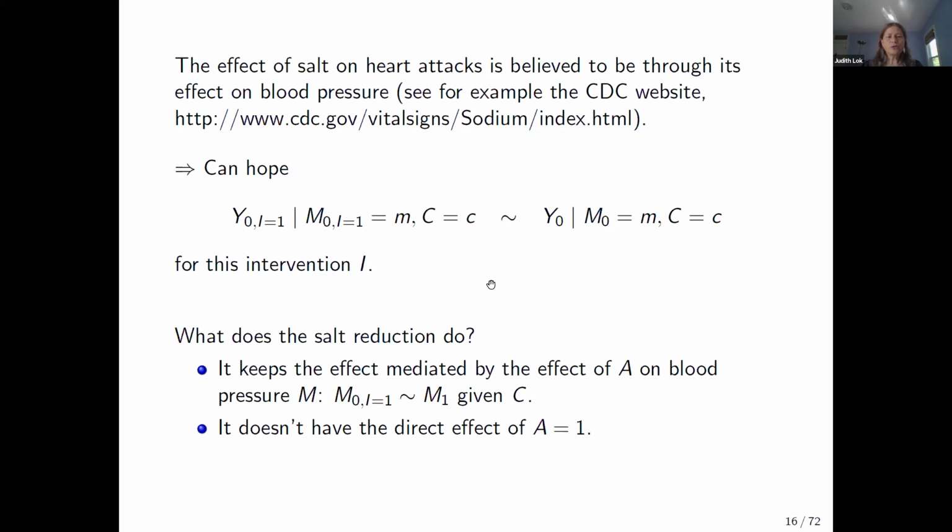So what does the salt reduction do? It keeps the effect mediated by the effect of A on blood pressure M. So this stays the same. The salt also decreases the blood pressure by 10. And it doesn't have the direct effect that A equal to 1 might have or might not have, that we are going to investigate.